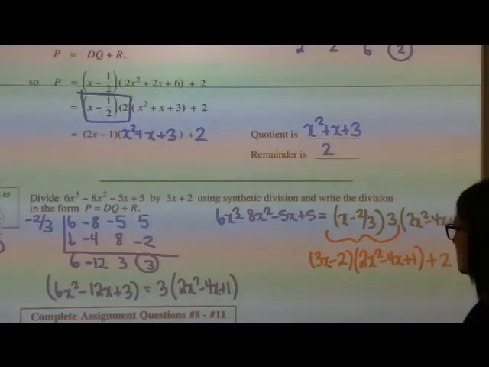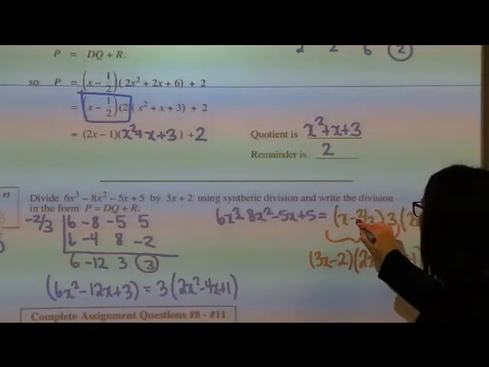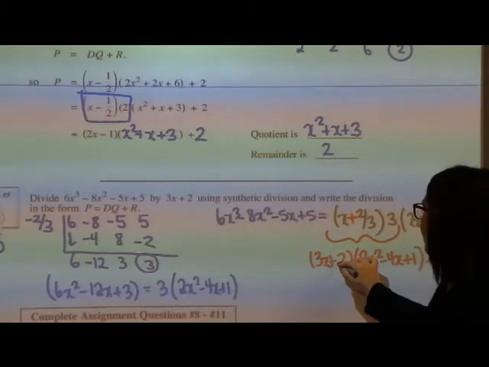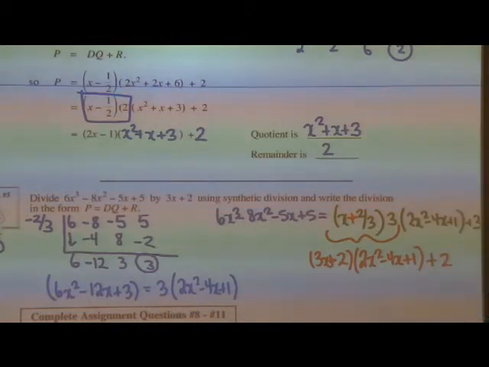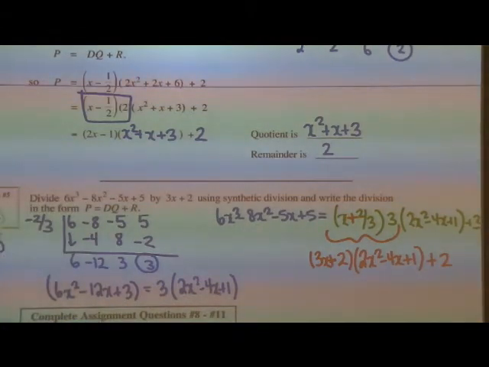Wait a minute. Shouldn't it have been x plus 2/3? Yeah, it should have been x plus 2/3. That was my mistake right there. Because my zero was negative 2/3, I could write this as x plus 2/3. Sorry, that was my mistake.